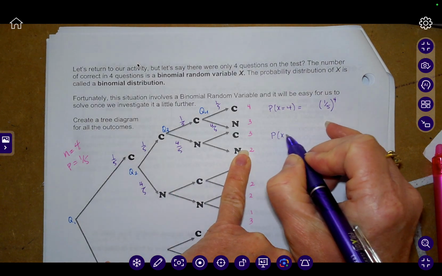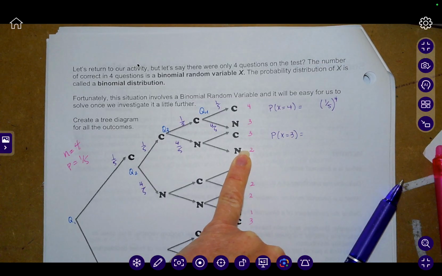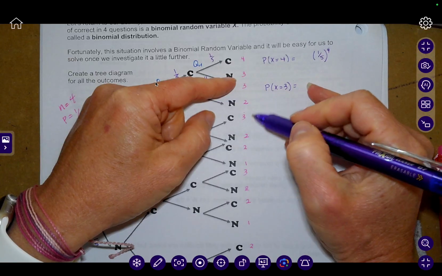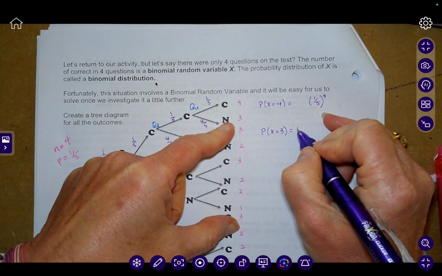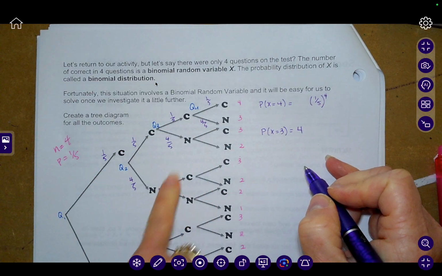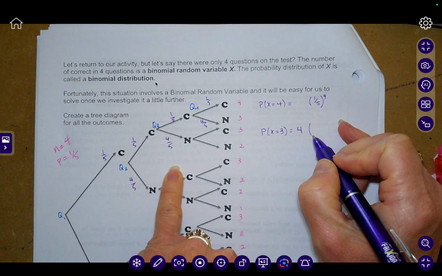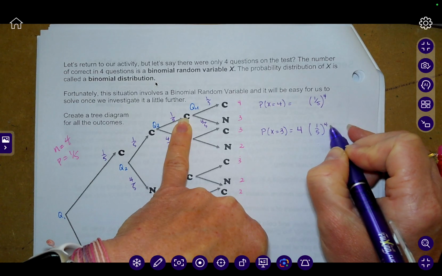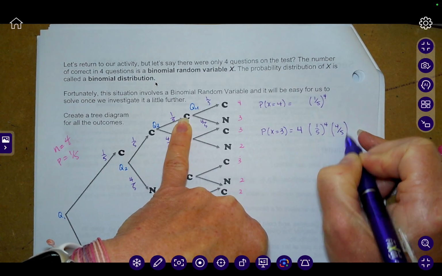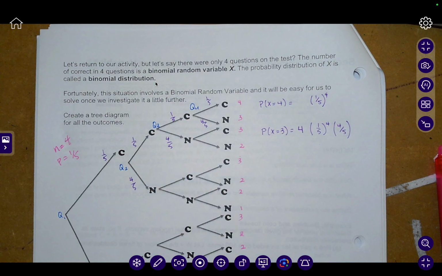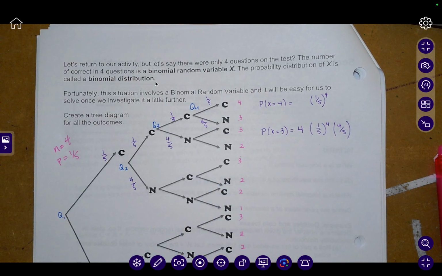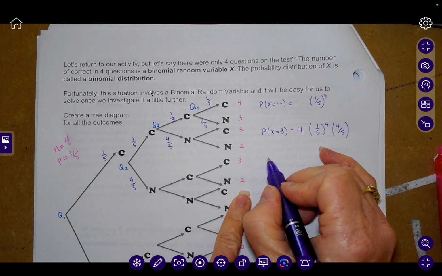The probability of 3 of them being correct. Well, there's several different ways I can get 3 correct. If you notice here, I have 1, 2, 3, 4 different ways. But all 4 of those ways will have the same probability. There's going to be 3 that are correct and 1 that is not correct. This is the probability of one of those paths, but I have 4 of them. So if I multiply 4 times that probability, I'll get the total probability for all of them.